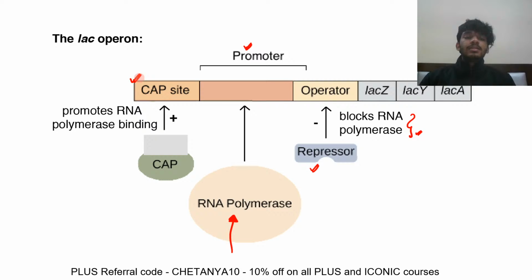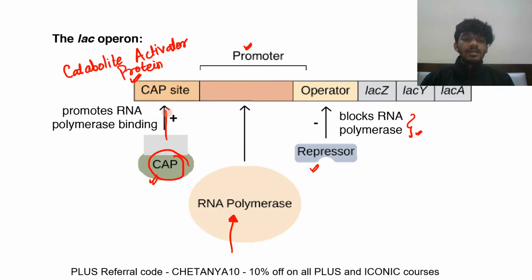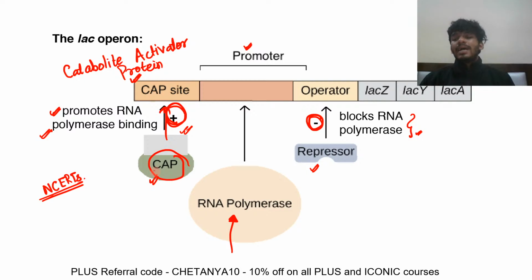And then there is a CAP site, the catabolite activator protein site. The protein that binds here is known as CAP, catabolite activator protein. It comes and binds here, and it will promote the binding of RNA polymerase. So this is positive regulation and the other is negative regulation. Remember in your NCERTs, it was written that Lac Operon is also under positive regulation, but that is beyond the scope of your syllabus. So this was the positive regulation being talked about.